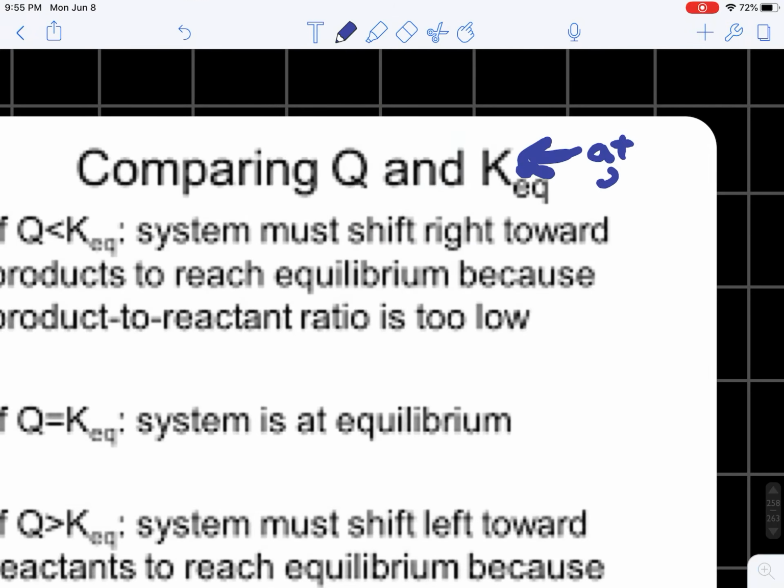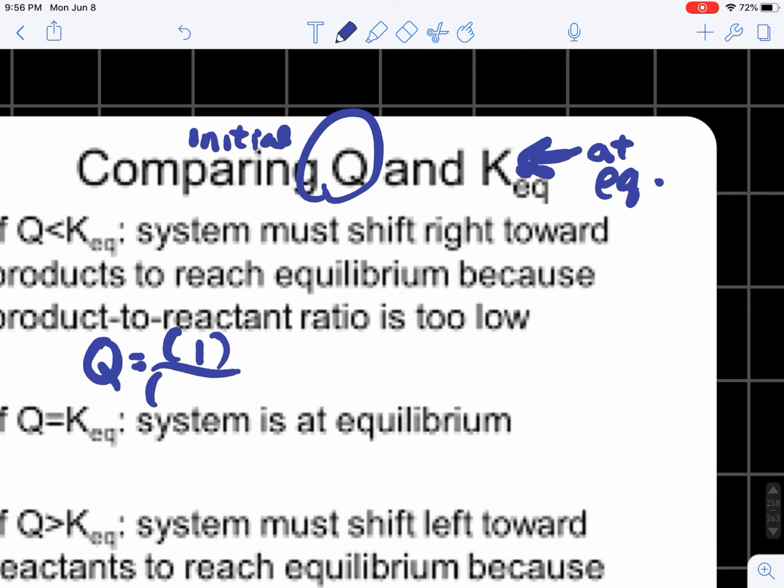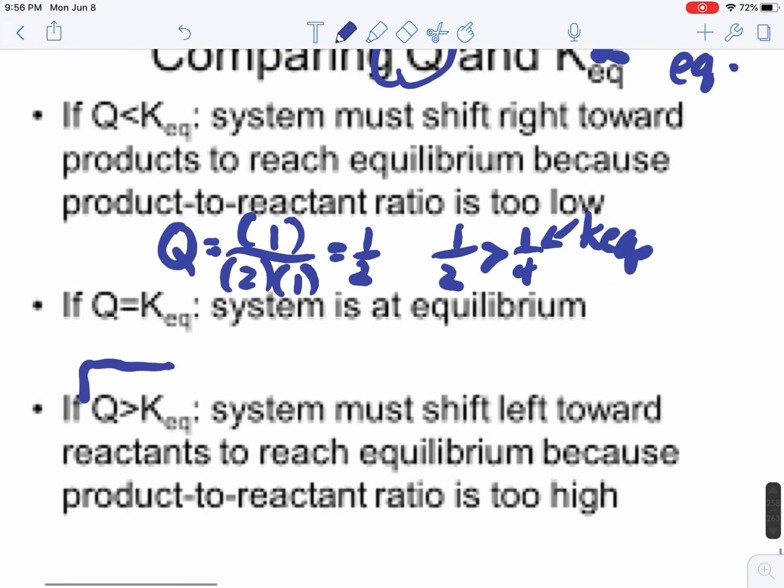So at equilibria, Q is the same calculation as K, but it's going to be our initial values. In that last example, my Q was 1 molar product over 2 moles of A, 1 mole of B, and I had 1/2. Well, 1/2 is greater than 1/4, which was the KEQ value. So that means I have too large of a value. Q is greater than K. So when Q is greater than K, the system shifts to the left because you don't have enough reactants there.